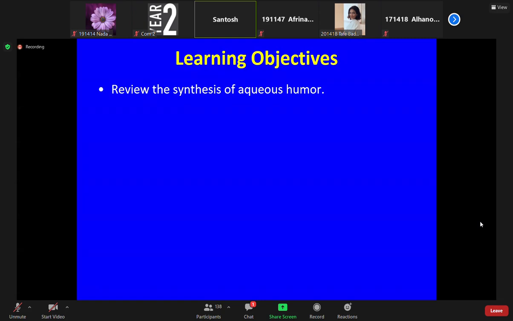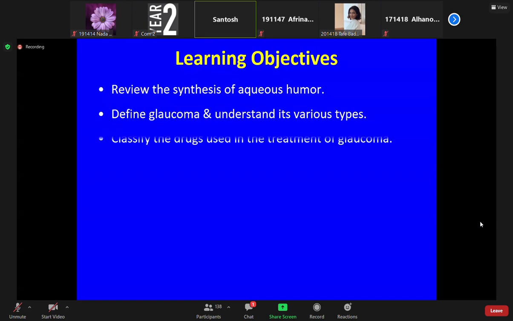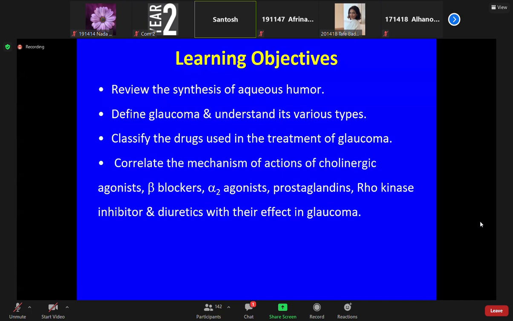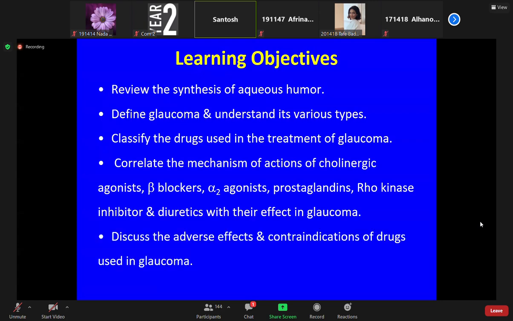So here we will be reviewing the synthesis of aqueous humor. We'll define glaucoma and discuss its various types. Then we'll classify the drugs used in the treatment of glaucoma, and we will correlate the mechanism of action of these different categories of drugs. And we'll discuss their adverse effects and contraindications. Okay.